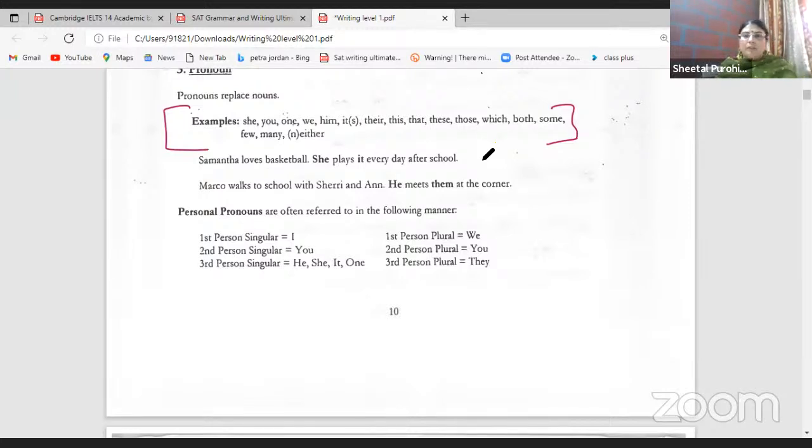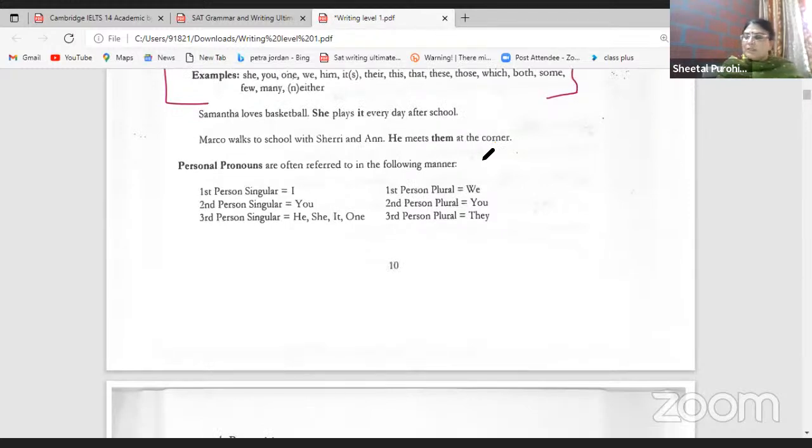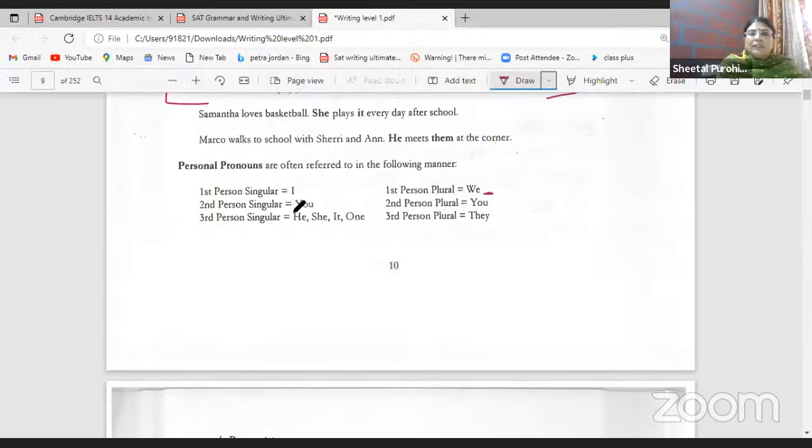Then we have the persons also, like the first person, second person, third person, right? So first, second, and the third person. The first person singular is always I. First person plural is we. Second person singular is you. Second person plural is you. Third person singular is he, she, it, one. And the third person plural is they.